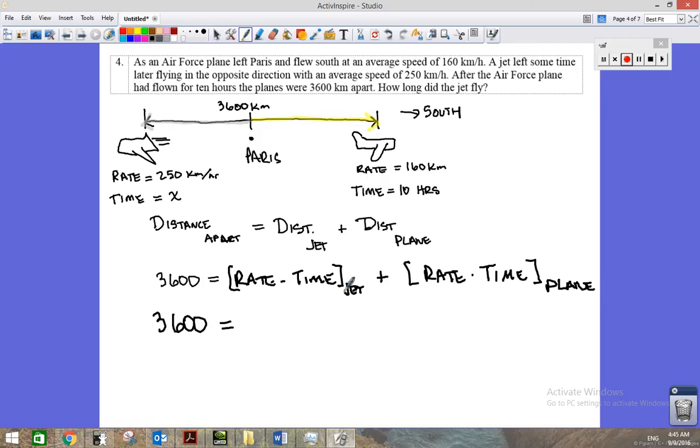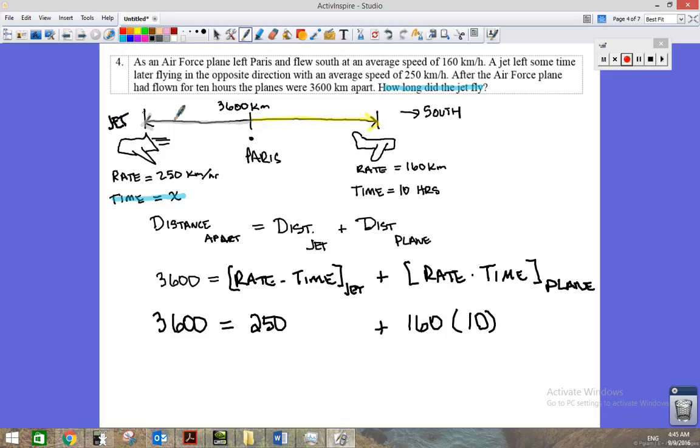Now the rate that the jet was going was fast, 250 kilometers per hour, and the rate that the plane was flying, it's also fast, but not as fast, 160. And we know that the plane flew for 10 hours. We don't know the length of the time. It's asking us how long did the jet fly. So that's why we let the time for the jet be x.